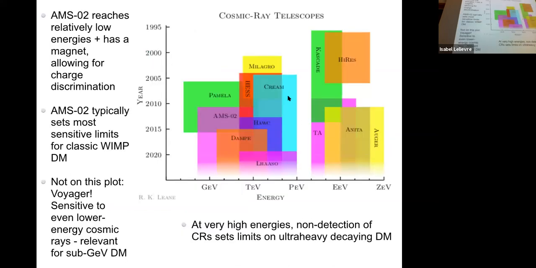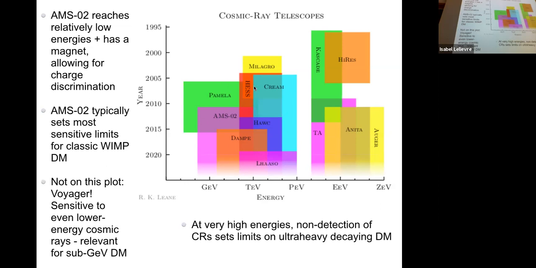In cosmic rays, there are really two distinct bands. There are experiments searching for extremely high energy cosmic rays, such as the Telescope Array and ANITA. So this is up at the 10 PeV and higher band. These telescopes are often looking for extragalactic cosmic rays. So these are very rare, very high energy events.